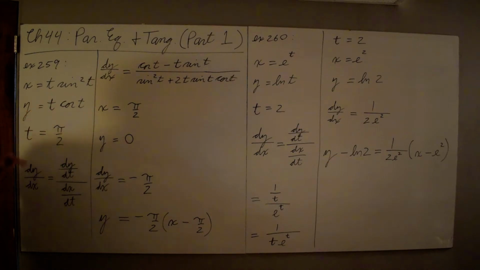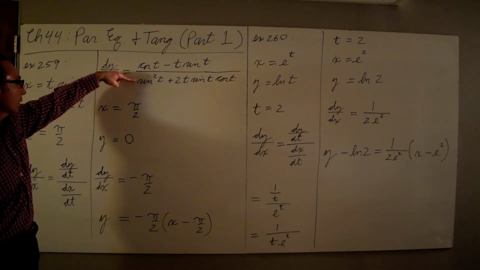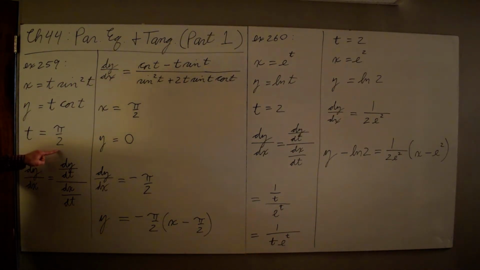x is t times sine squared of t, y is t times cosine of t. So the derivative of x with respect to t, the derivative of y with respect to t, these are calculus 1 problems. So we have the derivative of y divided by the derivative of x. t is pi over 2.